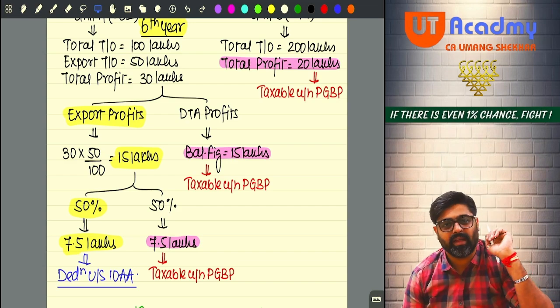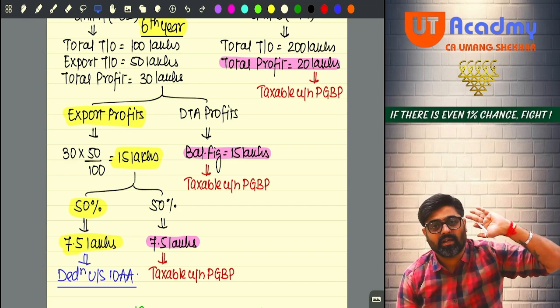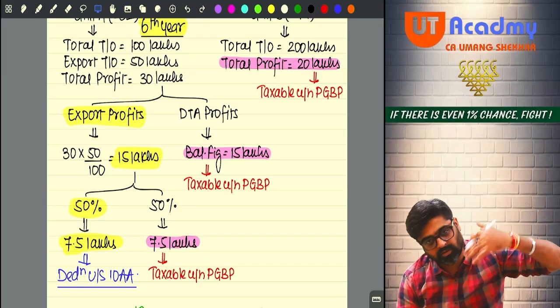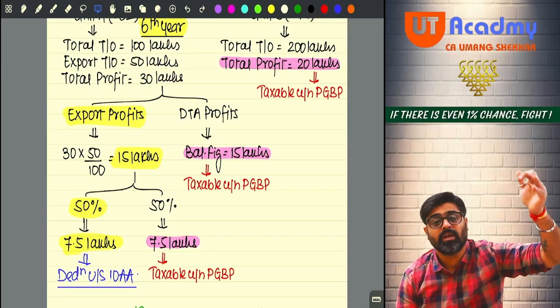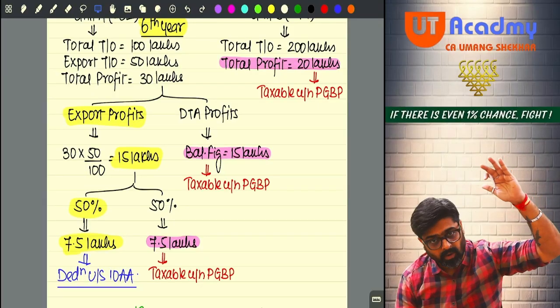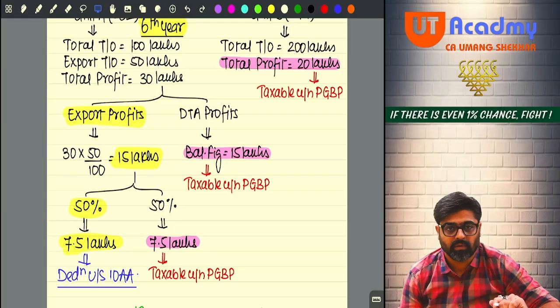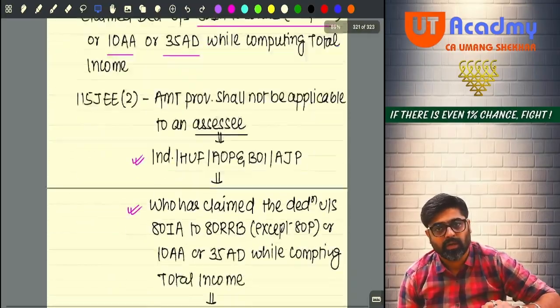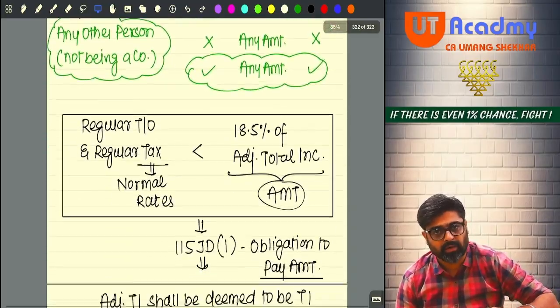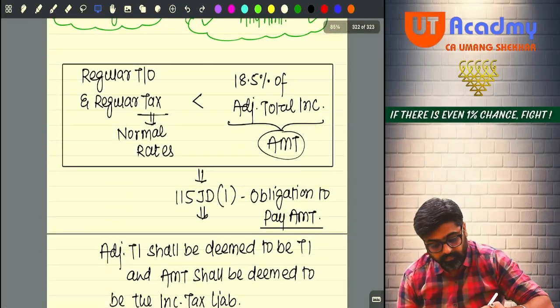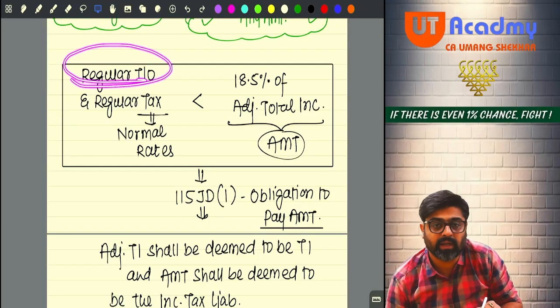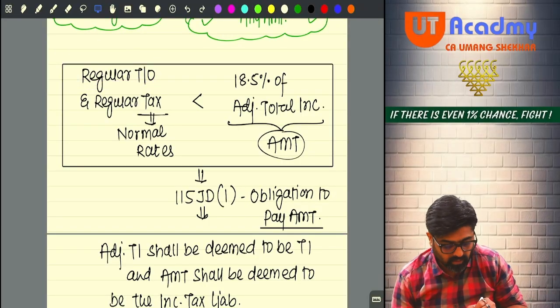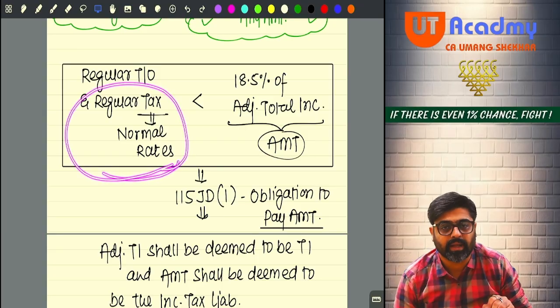So government is saying that, okay, you are taking these deductions. As a result of these deductions, your profits are coming drastically down. Your total income will come drastically down. So therefore, the profits which you are going to calculate will be very less. As a result of that, your regular total income will come very less. And on that, whatever tax you are going to calculate will be a very less amount of tax.